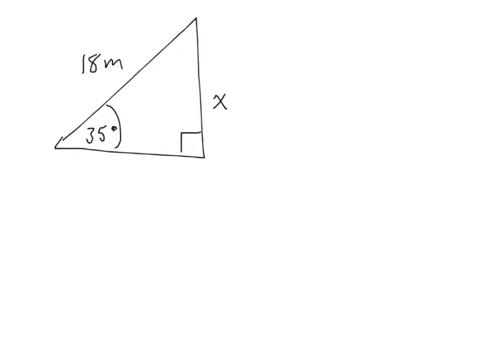Okay, so here we have a right angle triangle. We are given only one side length and one angle, and we need to find the missing side length. So we're going to use the primary ratios, the trig ratios, SOH CAH TOA, to solve this. First things first, always start with labeling the sides of your triangle. You need to know which side's opposite, which one's hypotenuse, and which one's adjacent.